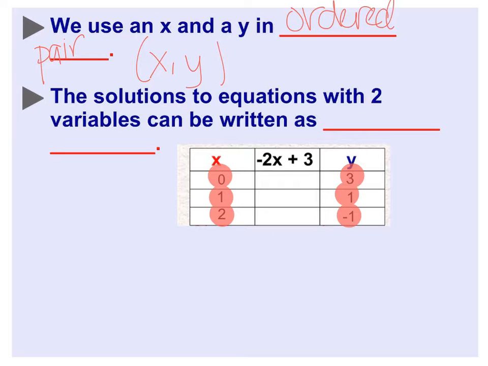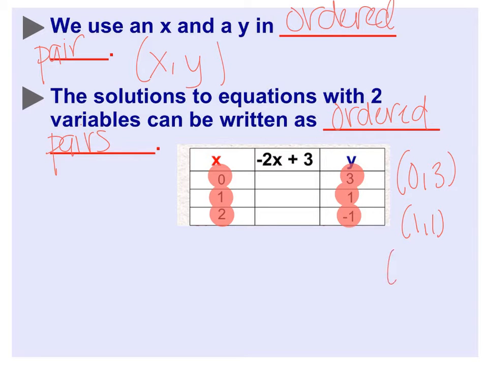What that means is that we can take the solutions to these equations that have 2 variables, and we can write our solutions as ordered pairs. So the answers we found just a moment ago can be written as (0, 3), (1, 1), and (2, negative 1). Anytime we find a solution to an equation with 2 variables, we can write that solution as an ordered pair.